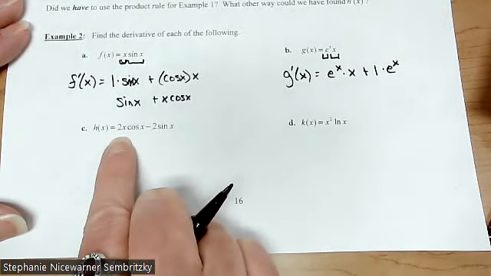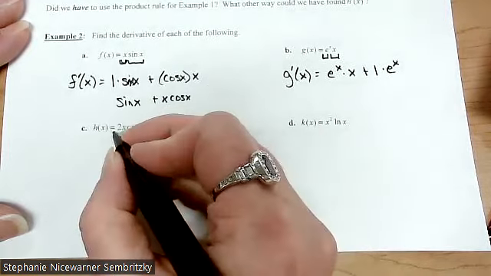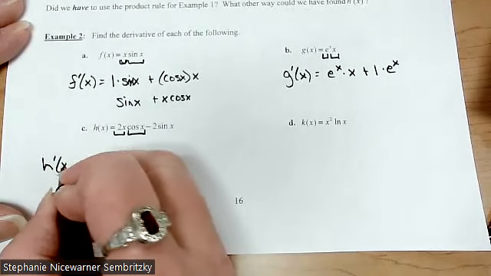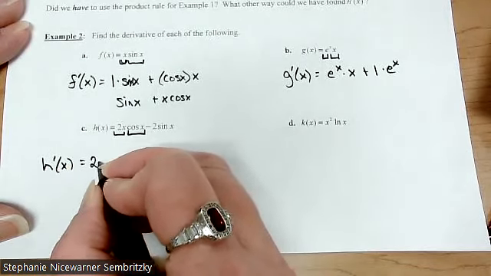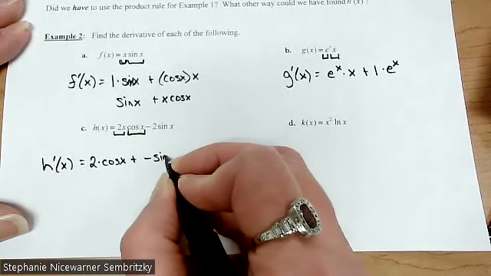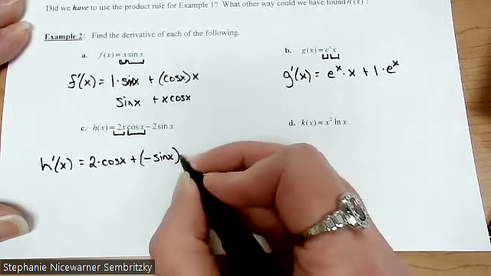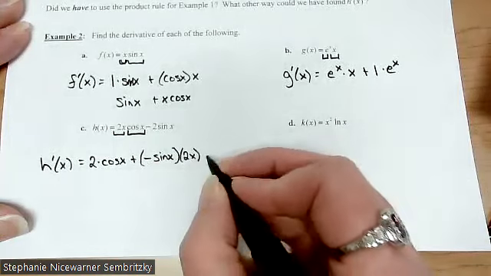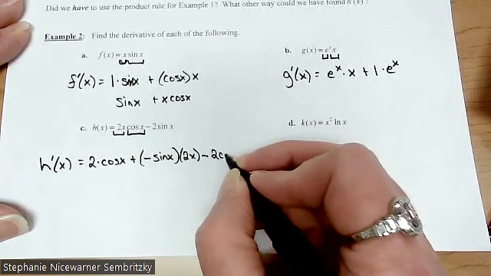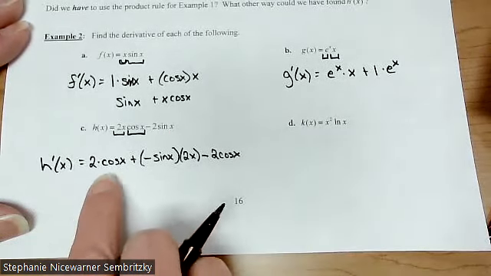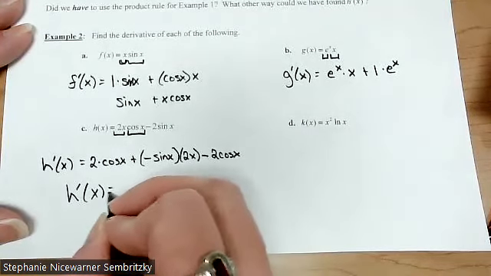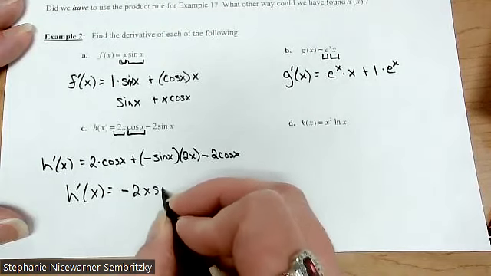Ooh, so we've got a product rule minus something else. So here's our product. The derivative of the first is 2 times the second unchanged, plus the derivative of the second times the first unchanged, minus 2 times the derivative of sine, so 2 cosine x. Oh, wait, that looks cool. Those two cancel. So I get h prime of x equals negative 2x sine x.